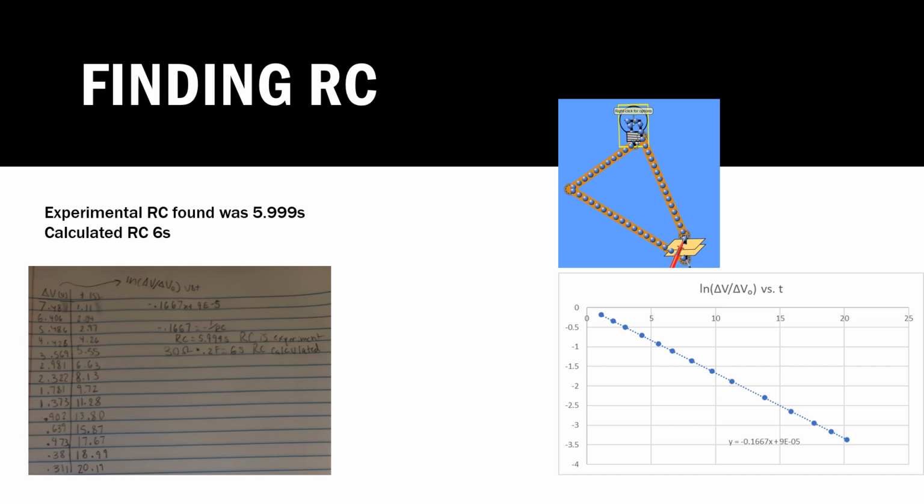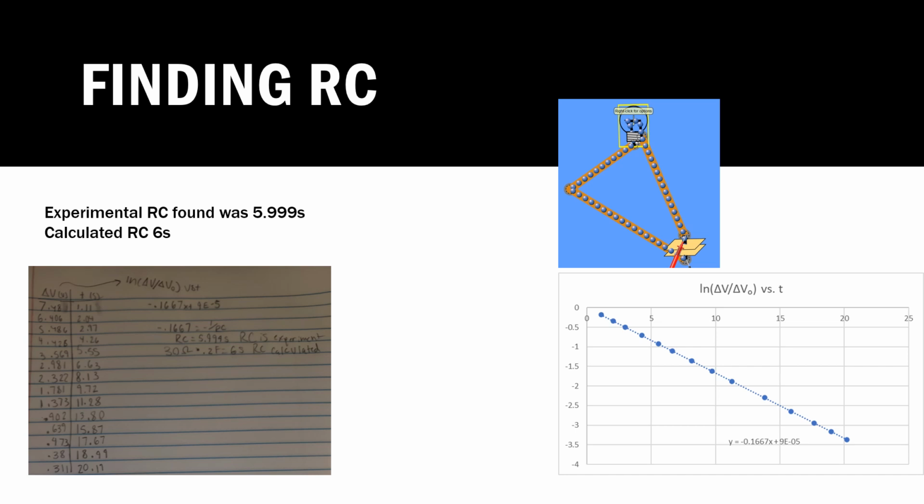The main purpose of the second half of this lab was to find RC, or the time component that it takes for the voltage drop over the capacitor to reach 1 over e of its original value. The way we found this is we found the voltage drop over a 20-second interval, and then we charted these as shown, and then we took a graph of the natural log of the voltage drop over the original voltage drop over the capacitor versus time.